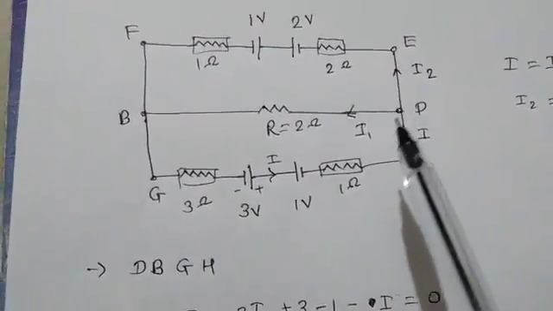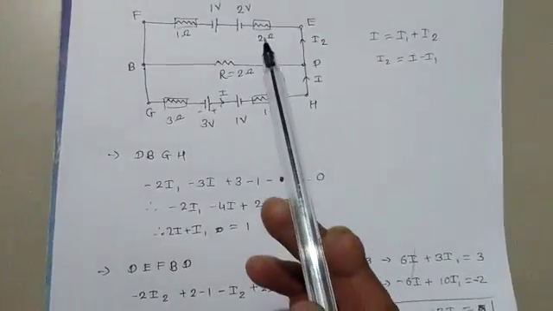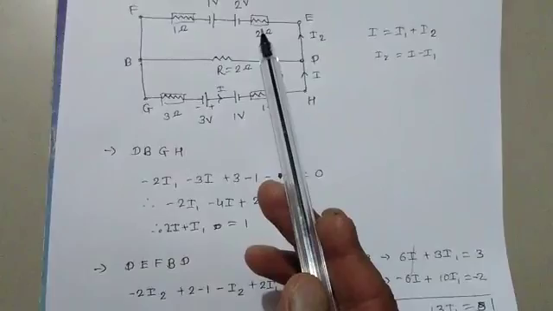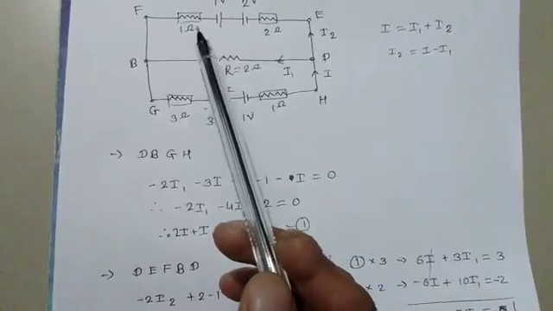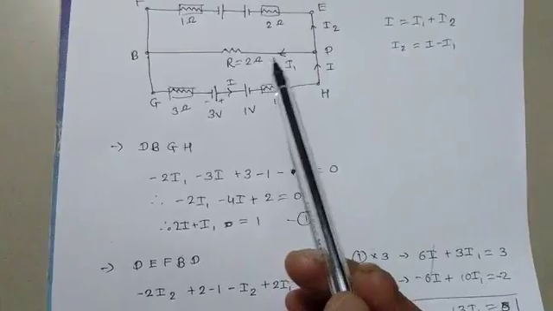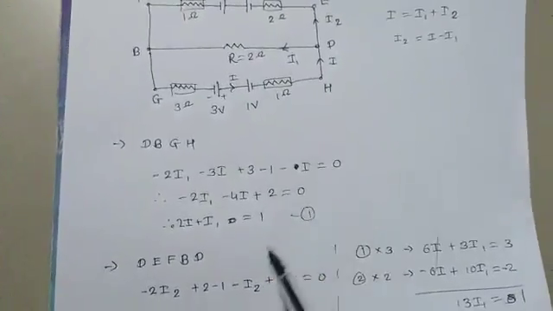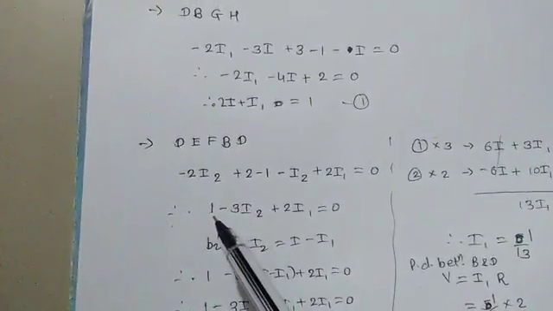Now we are going to assume another loop. That loop is D, E, F, B and D. So if we follow Kirchhoff's second law for it, we have minus 2I2, the current flowing through it being I2. So it is minus 2I2 plus 2 minus 1 minus I2, of course. Now the current is in the opposite direction of the loop, so we are going to add that current, and that's why it is going to be 2I1, that is equal to 0. If we simplify this equation, we get 1 minus 3I2 plus 2I1 is equal to 0.